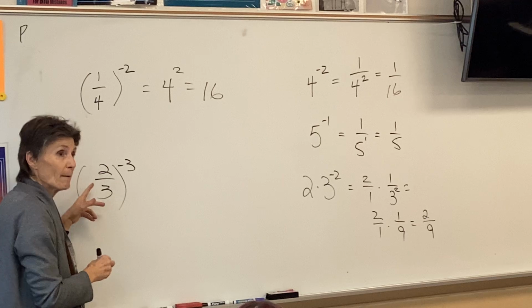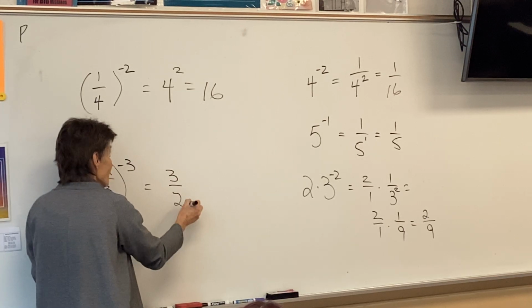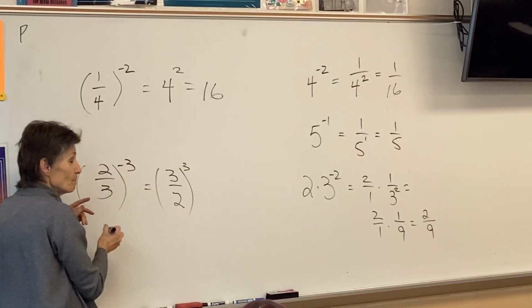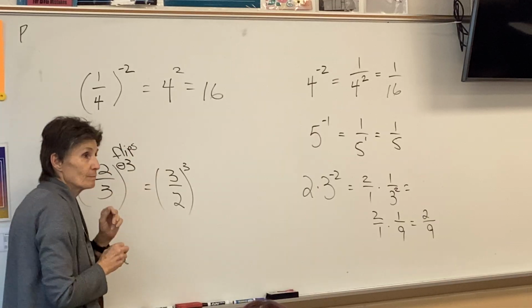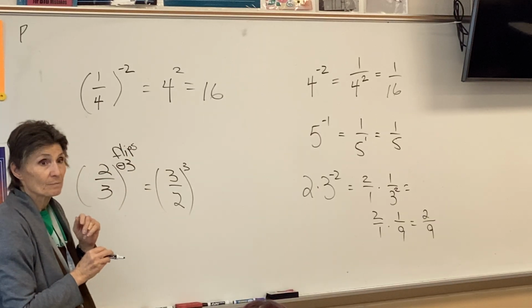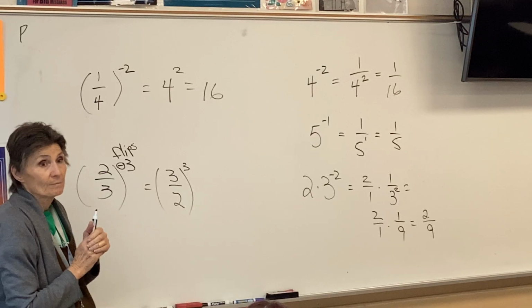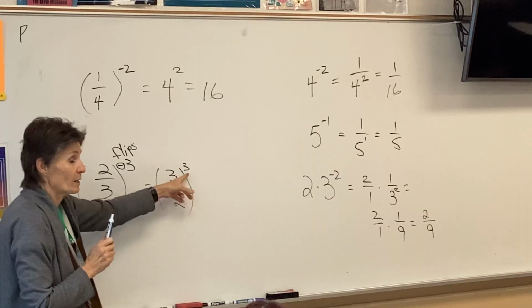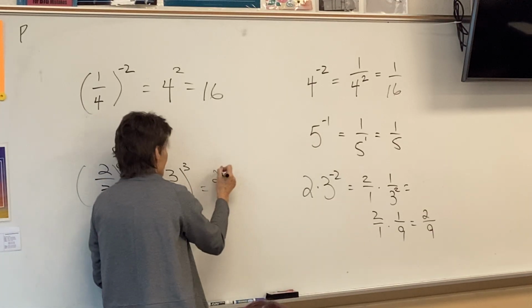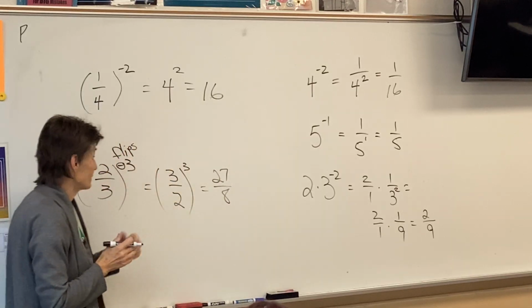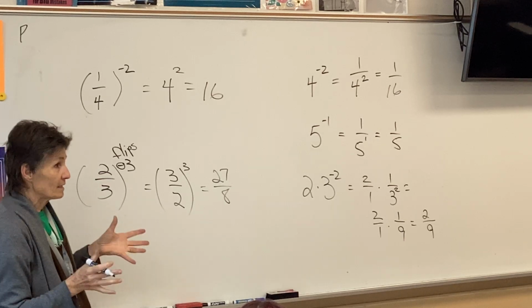Now, what do you think is going to happen to this one? Same thing. So it's going to become 3/2 to the third, because the negative flips you. Now would it be 3 over 2 times 3 over 2, or would it be 3 to the third on top, like 27 over 2? No, they both have the exponent. So it's 27 on the top, but it's 8 on the bottom. Because that whole thing has the exponent, so everything in it is getting cubed.